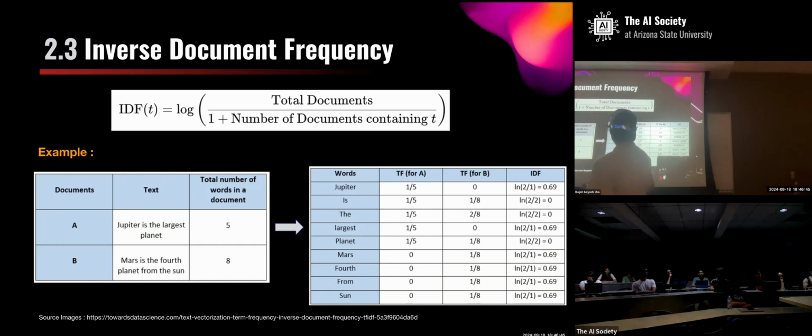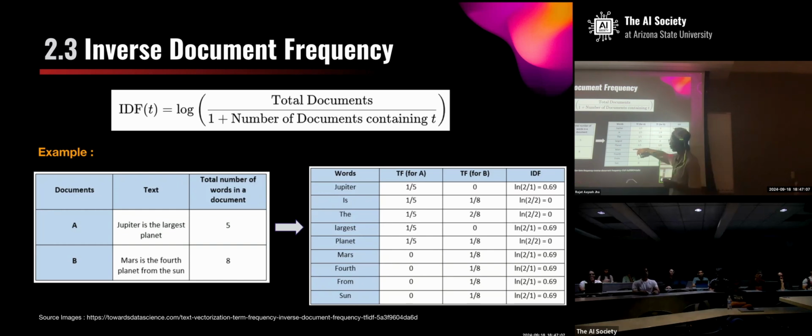So let's see an example. We have the same corpus, and we calculated the term frequency. Now let's look at the inverse document frequency. And log here is the natural log. The total number of documents, we have 2 documents. So the numerator will be the same for all the terms, divided by the number of documents.